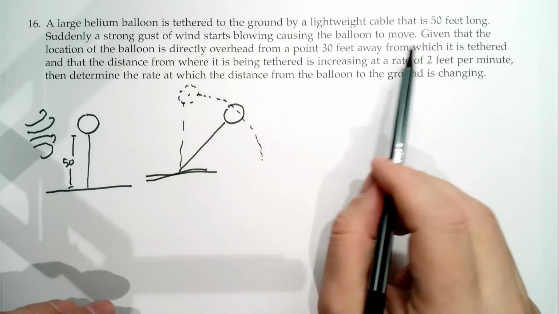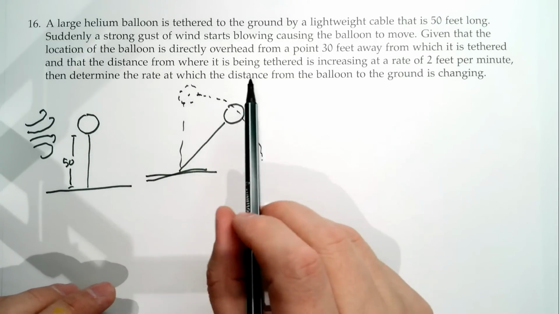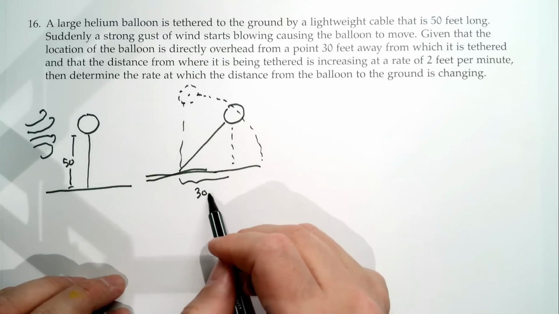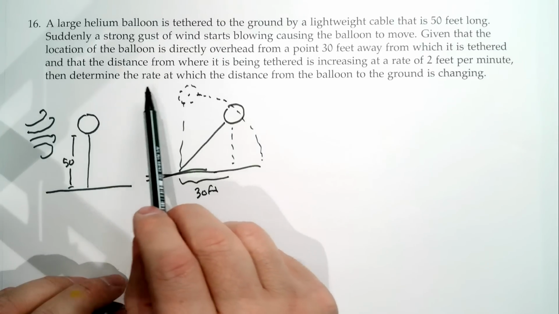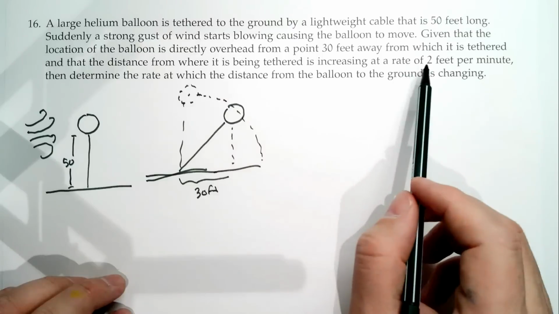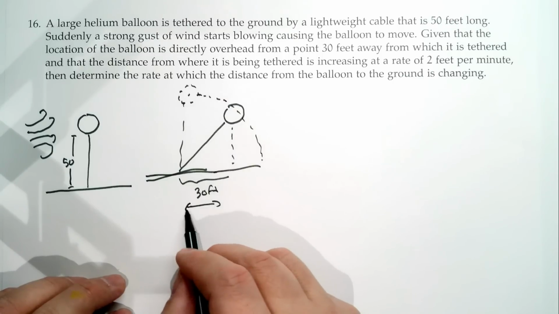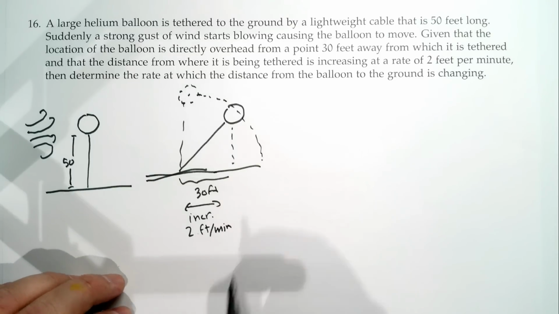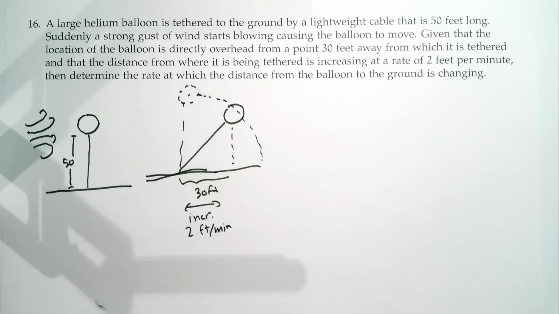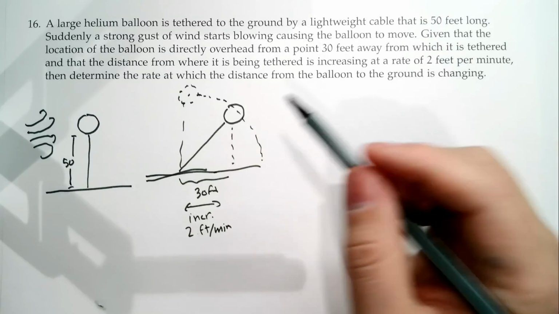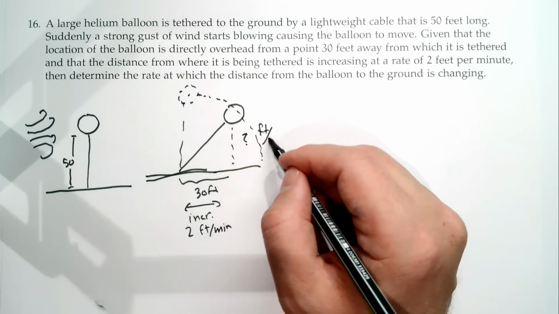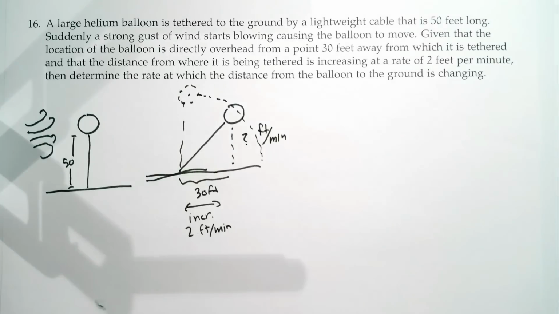Now, what are we told? The location of the balloon is directly overhead from a point 30 feet away from which it is tethered. So right now, we're told that this distance is 30 feet. And the distance from where it's being tethered is increasing at a rate of 2 feet per minute. In other words, this is increasing at 2 feet per minute. Now the question is determine the rate at which the distance from the balloon to the ground is changing. So in other words, how is y just changing? What is this rate in terms of feet per minute? So that's our goal, is to figure out how quickly it's dropping towards the ground.